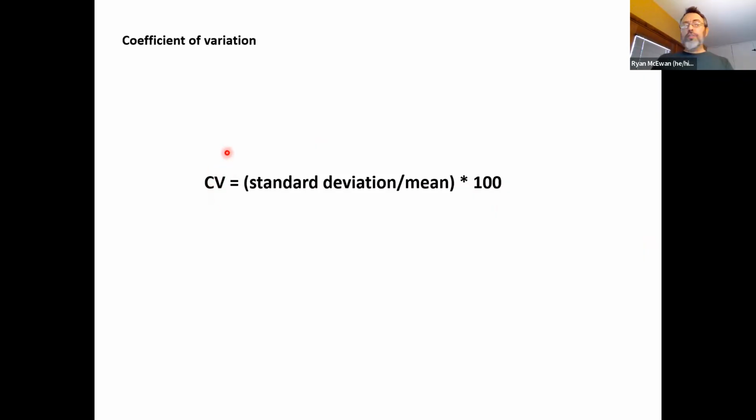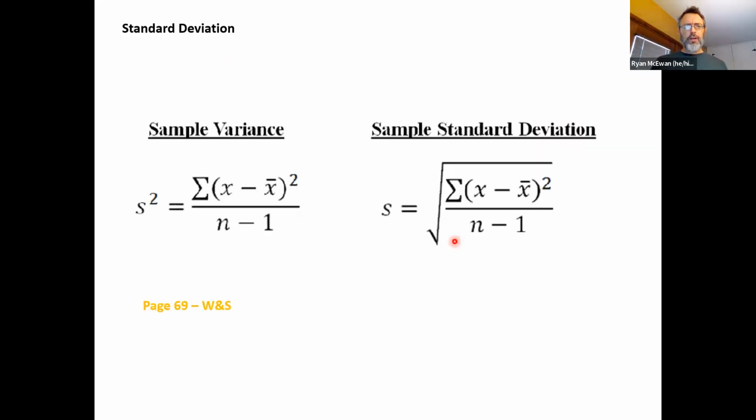And coefficient of variation, sometimes you'll hear this reported. That's the standard deviation divided by the mean times 100. These are all just different ways of estimating variance in your data set. Again, we're going at warp speed here. But I do want to introduce these variance concepts.